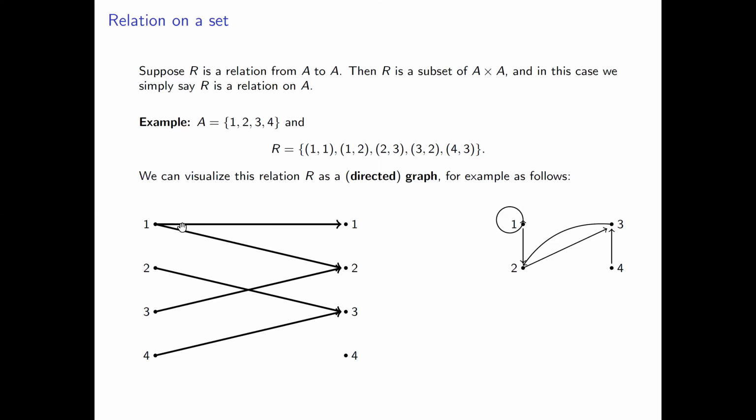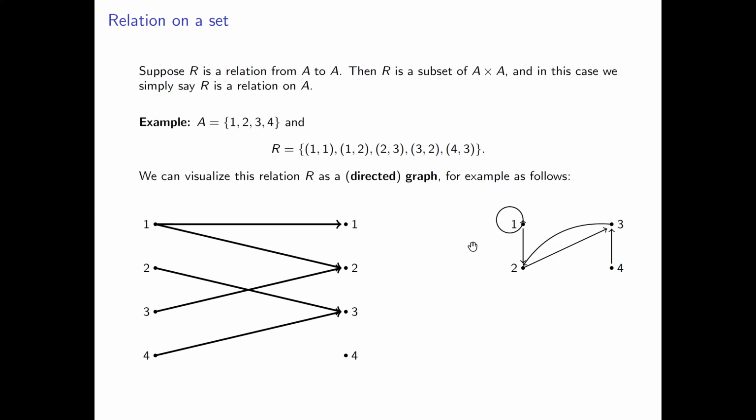1 is related to 2, so 1 goes to 2. 2 is related to 3, so 2 goes to 3. 3 is related to 2, so 3 goes to 2. And finally, 4 is related to 3. Technically speaking, this is an example of a graph, although you can also think of this as just the function picture that we've had before for lots of examples of discrete functions.